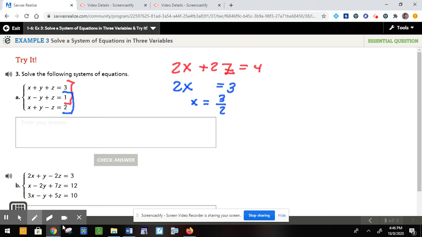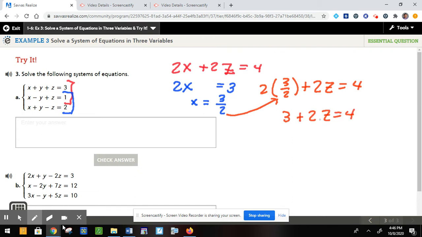And then I'm going to substitute that in and solve for z in the red equation. So it would be 2 times that 3/2 plus 2z is equal to 4. 2's cancel there, and you have 3 plus 2z equals 4. Subtract 3 on both sides, you get 2z is equal to 1. Divide both sides by 2, and you get z is equal to 1/2.